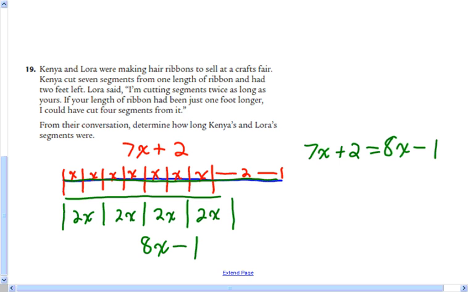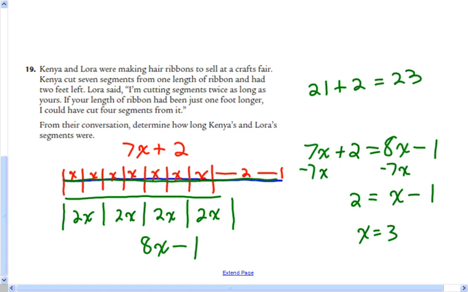to each other. And we can do the same thing to both sides here, subtract 7x, and we get x minus 1, then we just add 1 to 2, and we get x equals 3. So let's just see how that works out. If we have 3 7 times, that's 21 plus 2 equals 23. And if we have 2 times x, that's 2 times 3 is 6. If we have that 4 times, that's 24 minus 1 also equals 23.